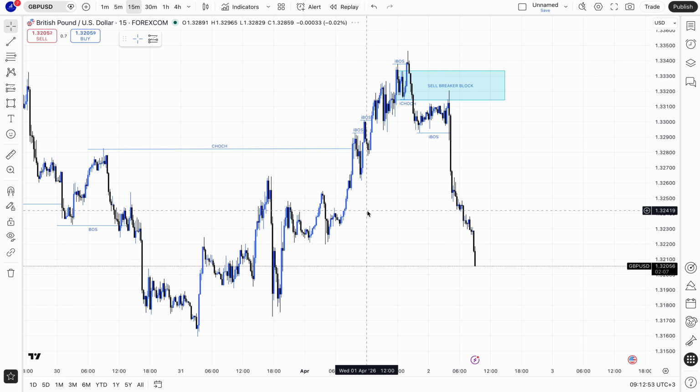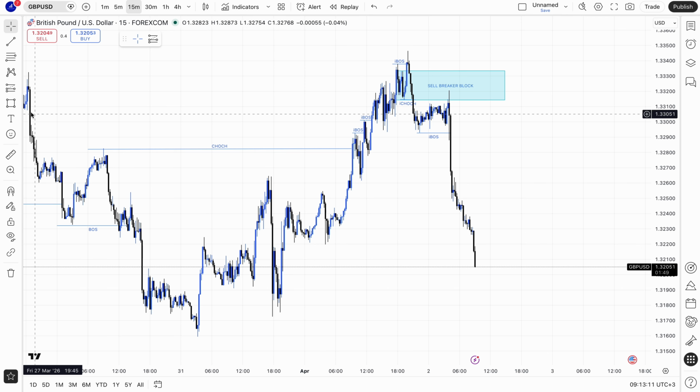So external structure, it's an uptrend. Internal structure, it's in a downtrend, but it's still okay. You can still trade as long as you understand the market structure, you understand the entries, breaker blocks, liquidity, and so on.